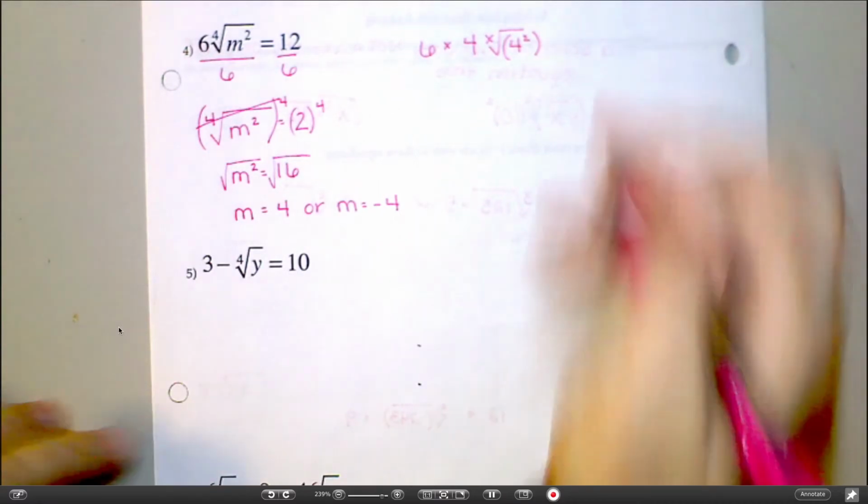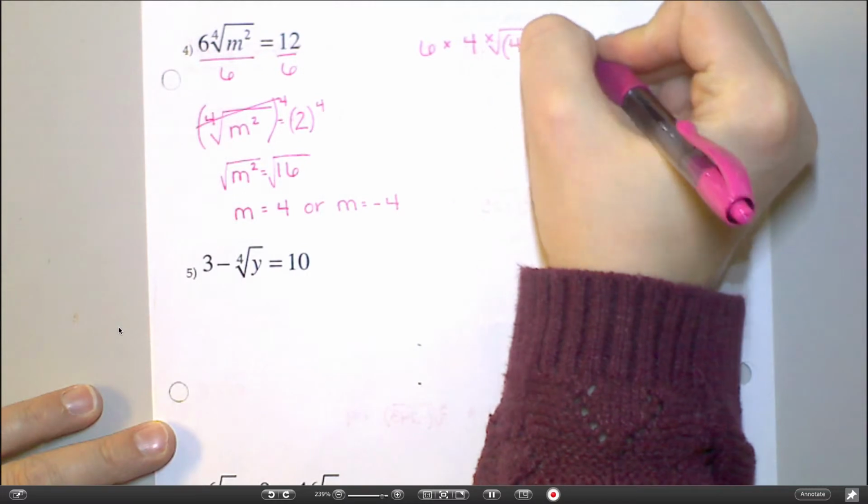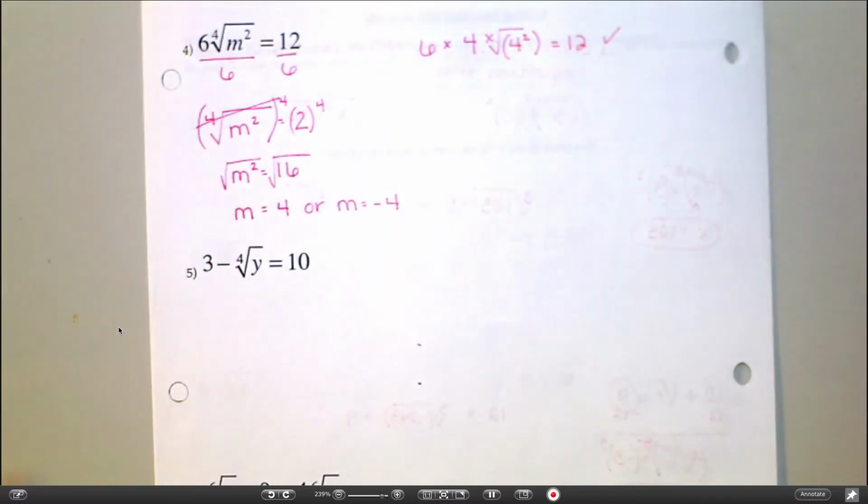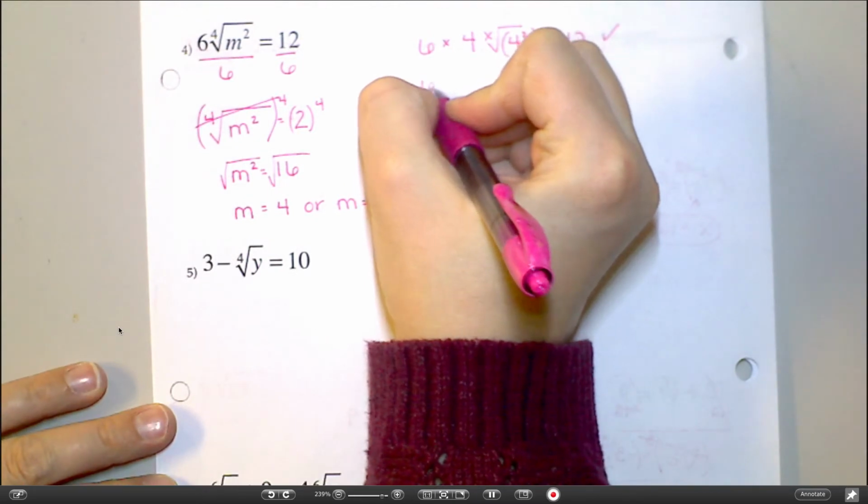Do you get 12? Okay. So that one works, right? We need to check our other solution, though. We need to check our negative 4. And parentheses are going to be even more important here. I'm going to type it in almost exactly the same way.